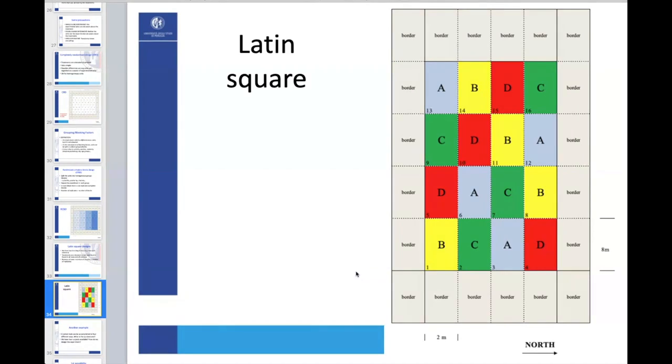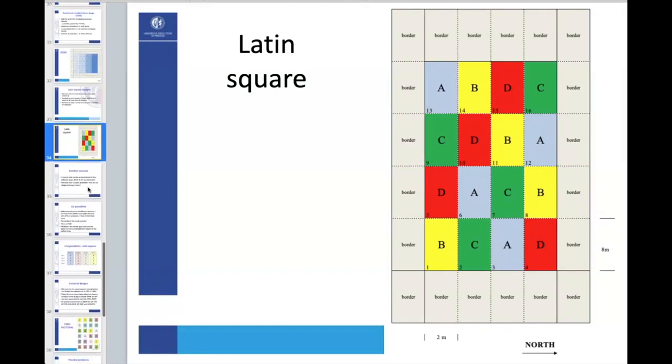So this is okay. This is very good because we have very high precision and we can avoid as much as possible systematic effects. But on the other side, this is okay only for very small experiments with very few treatments. Otherwise, we need a lot of replicates because we need to have as many replicates as there are treatments. So if I have 8 treatments, like before, I need 8 replicates to design the Latin square.